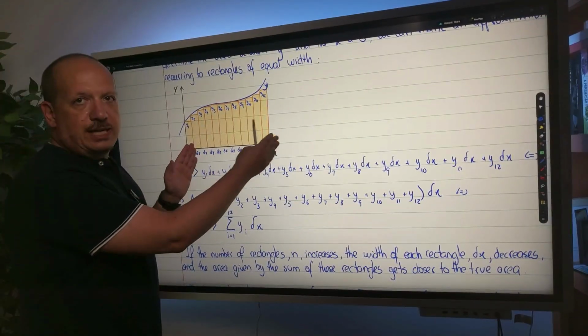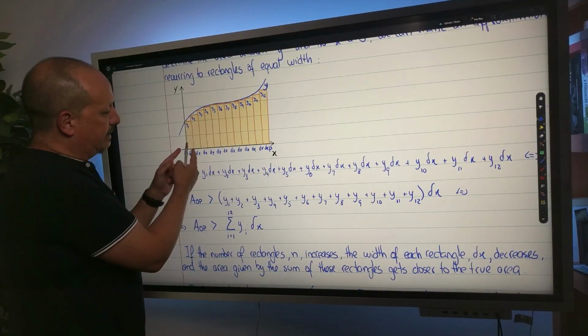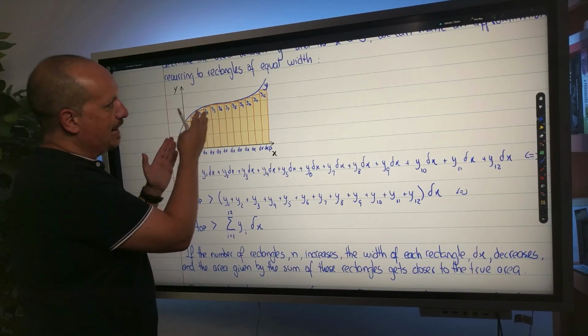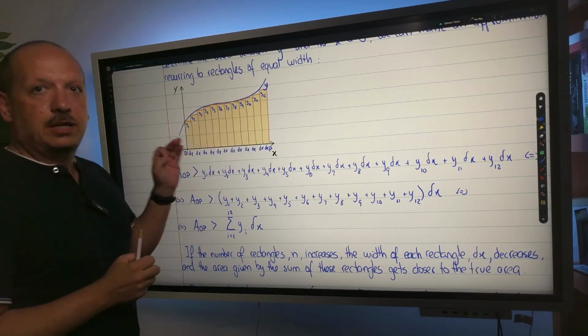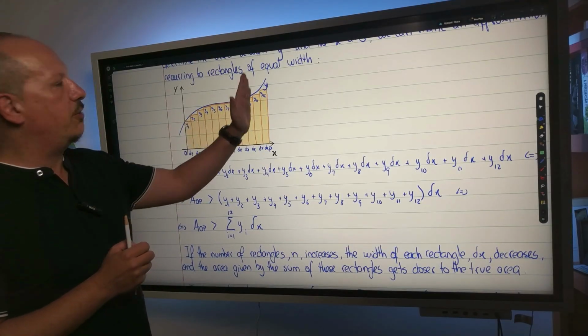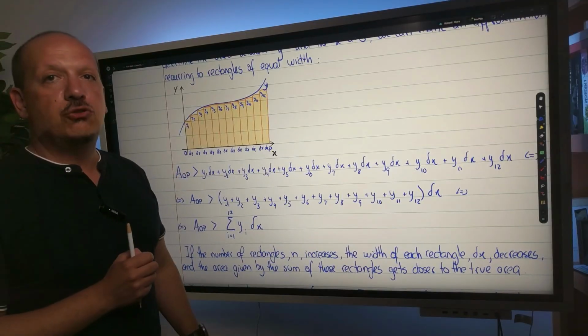If the number of rectangles starts increasing and tends to infinite, the delta x will tend to 0, but if you still manage to add them all, then you can be sure, as this tends to infinite, that the sum of all these areas will be not smaller, but equal to the area that you are looking for.